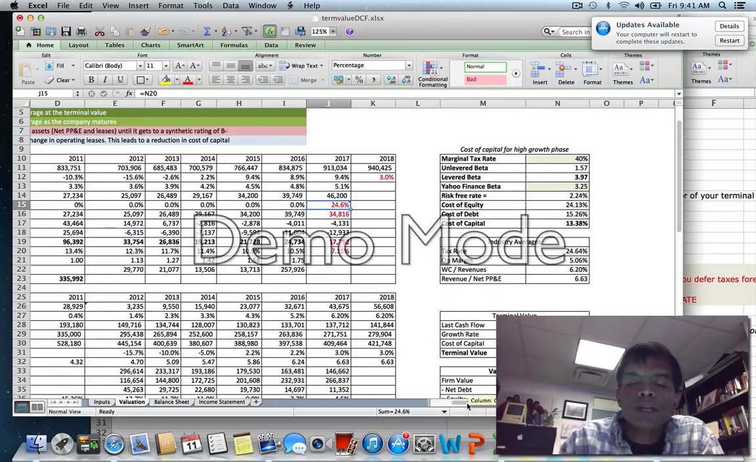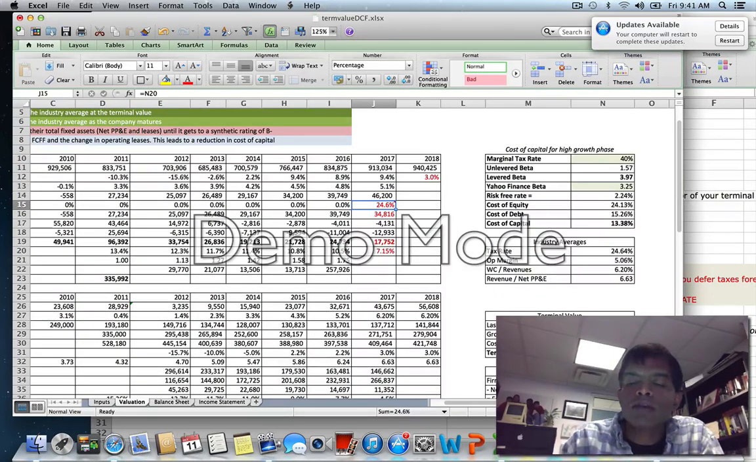So let me focus in on what this analyst has estimated for the terminal value. He took the 2017 cash flows to get to the terminal value. That's okay. To get there, he started with the revenues in 2017, applied a steady state margin, 5.1%, to come up with an operating income. Applied the tax rate of 24.6%, not quite the 40% because he still has NOLs carried forward, to come up with an after-tax operating income of 34,816.